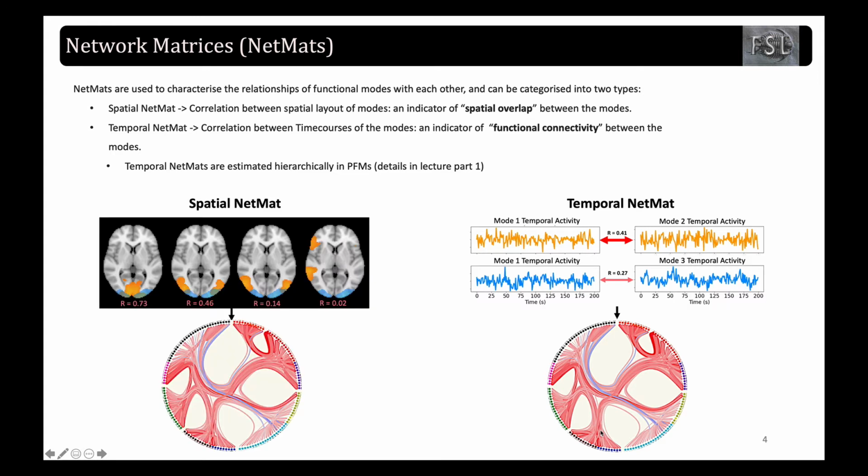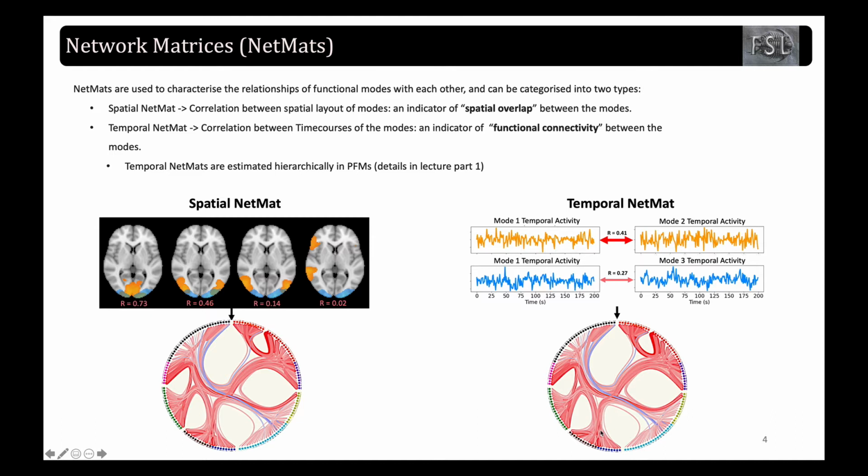Alternatively, what we can also do is look at the spatial network matrix. Now, this is less commonly used in the literature, but the idea is that instead of using the time courses from the components and relating those time courses to each other, here we're using the spatial maps from the components or the modes, vectorizing all of the voxels along one long line and then just doing the correlation between 2 spatial maps. And what that represents, as this figure is showing here, is the amount of overlap that you see in terms of the weights in the spatial map between a pair of modes.